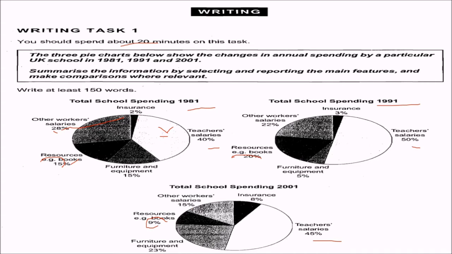And insurance has increased from 2 to 3% and 8%. And furniture and equipment went from 15 to 5%. So it went down all the way to 5% and it again increased to 23% in 2001. So this is how you're going to view these charts, observe and analyze and then finally answer them.